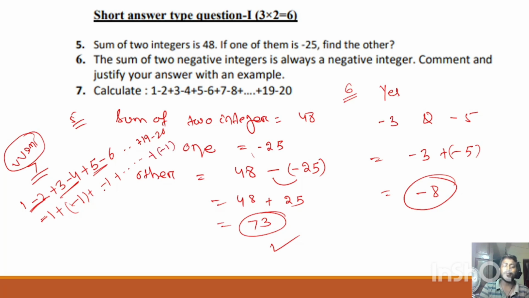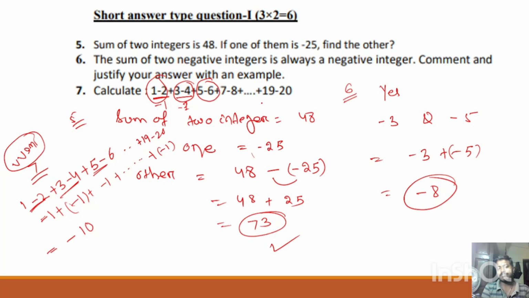Means how many minus 1s are there? Now here there are 20 numbers. When we solve two numbers, the result is minus 1. Means we arrange 2 numbers at a time and the result is minus 1. Yes or no? So there are 10 minus 1s, so we can write minus 10. Because here is minus 1, here is also minus 1, here is also minus 1.